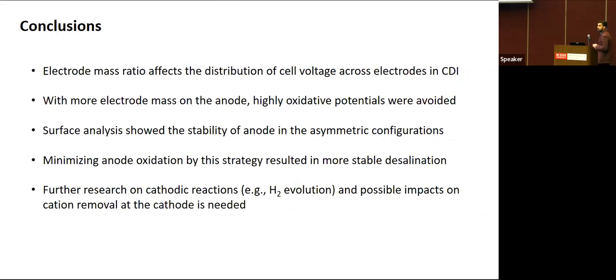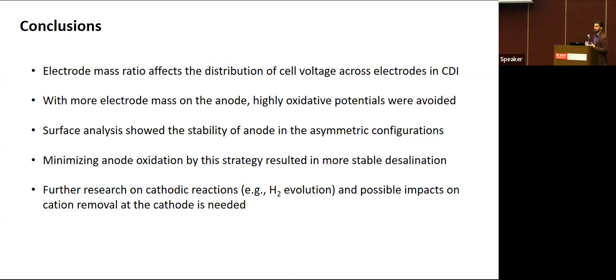So in conclusion, we propose a simple strategy to control the distribution of cell voltage across the cathode and the anode. With this strategy, using activated carbon with no chemical treatment, we can actually minimize the high oxidative potential at the anode. By doing so, we improve the stability of the anode in the long term. Minimizing corrosion at the carbon improved chloride removal in particular.